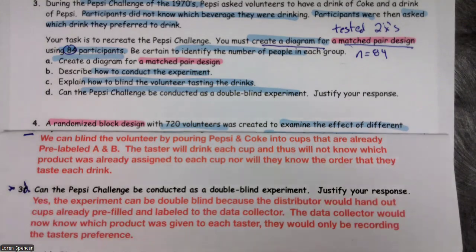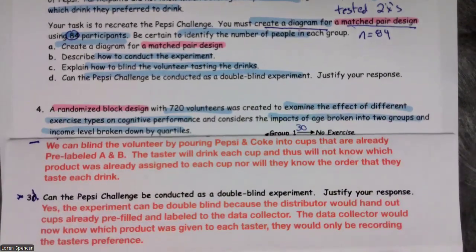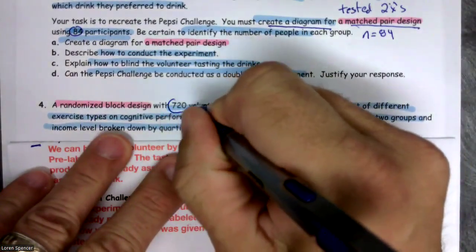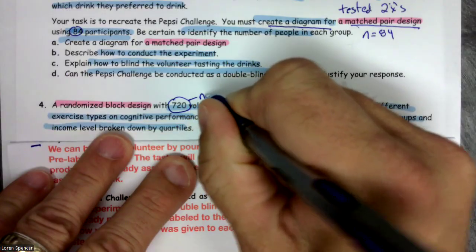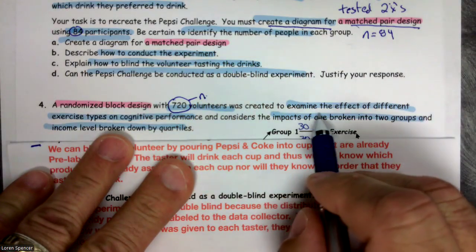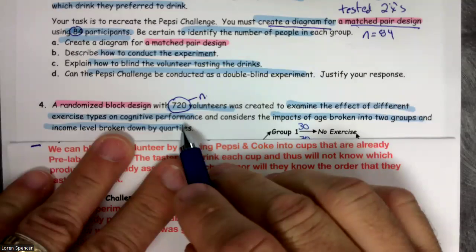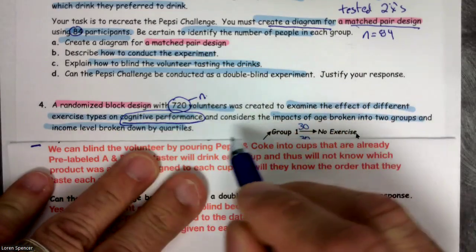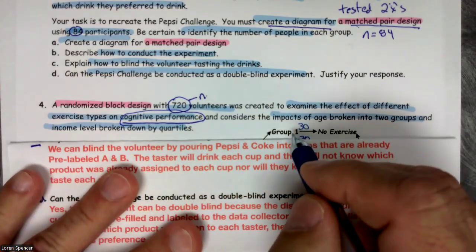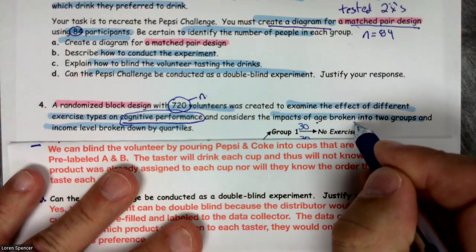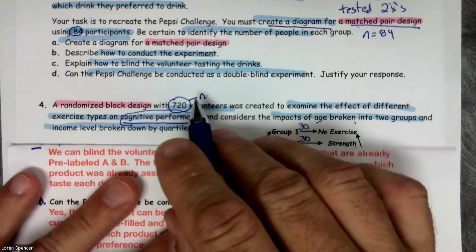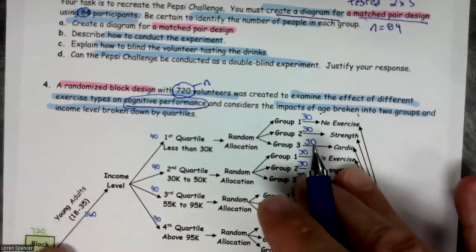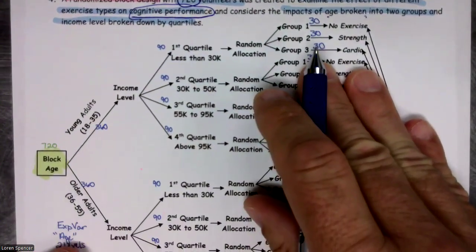Number 4, a randomized block design with 720 volunteers. This is going to be important. We have 720 volunteers, and the experiment was created to examine the effect of different exercise types on cognitive performance. Once again, we're talking about brain function. It considers the impacts of age, broken into 2 groups, and income levels, broken down by quartiles.